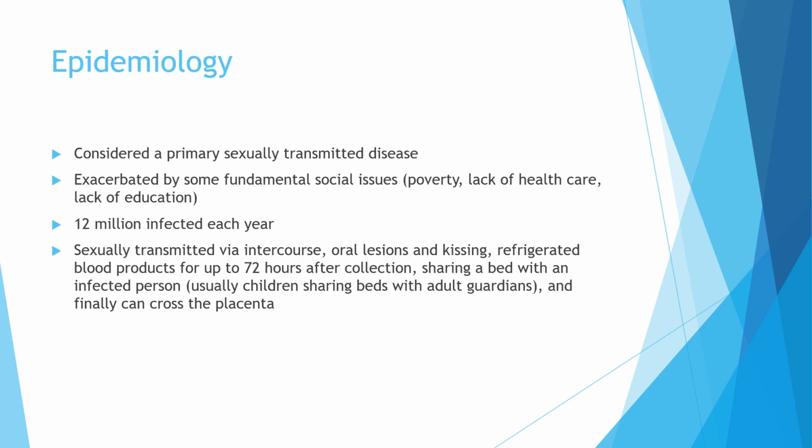Syphilis is considered a primary sexually transmitted disease, and it is exacerbated by some fundamental social issues like poverty, lack of health care, and lack of education. There are approximately 12 million people infected every year in the world. It is sexually transmitted by sexual intercourse. You can have oral lesions and kissing, and that can spread syphilis as well.